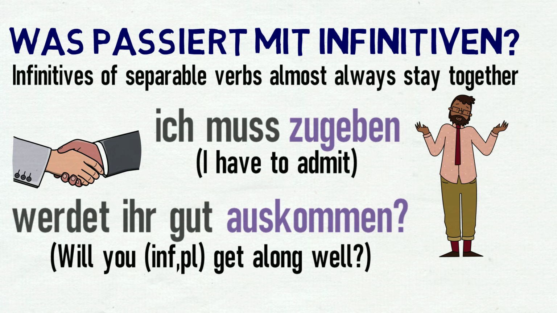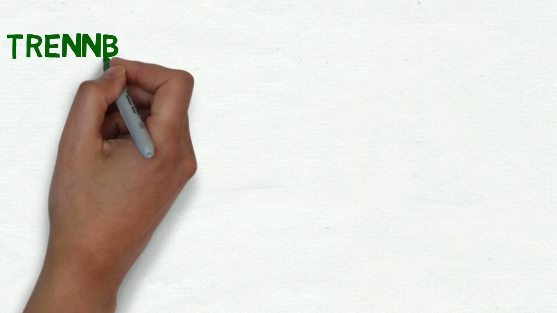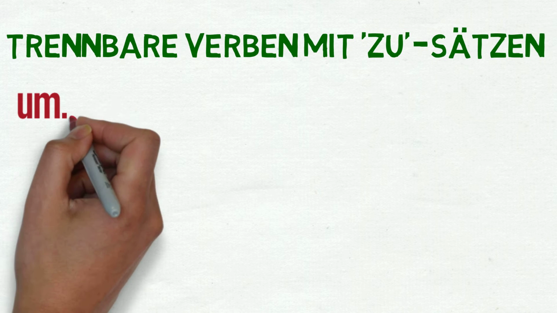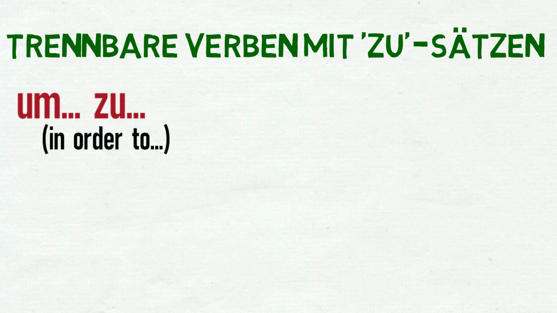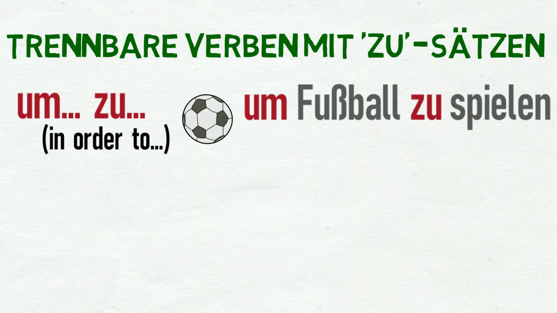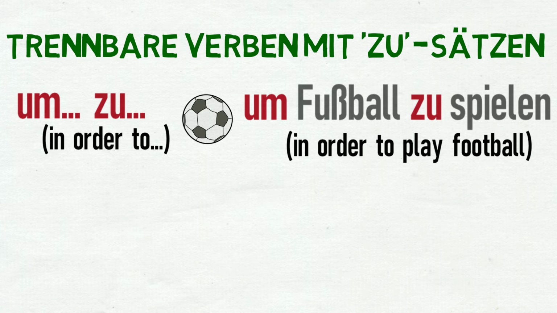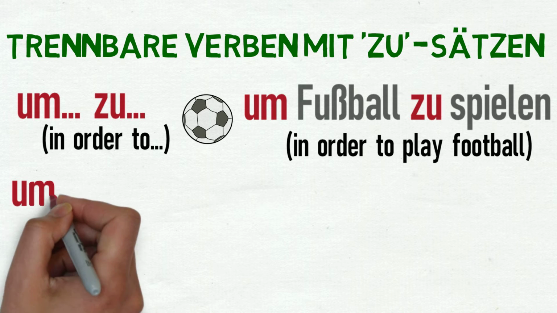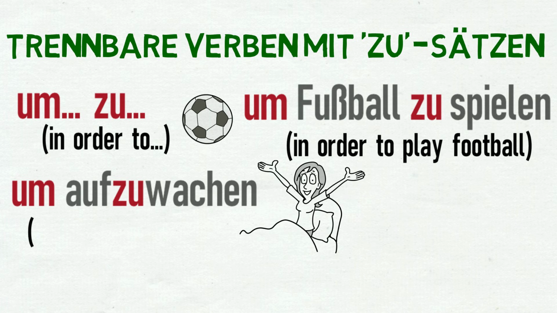The only time when the infinitives of separable verbs behave slightly differently is when they're used with a zu clause. One phrase I've talked about previously is zu, meaning in order to. This is normally used with an infinitive. For example, Fußball zu spielen, in order to play football. To use this with a separable verb, we simply put the zu between the two halves of the separable verb's infinitive. For example, aufzuwachen, in order to wake up.